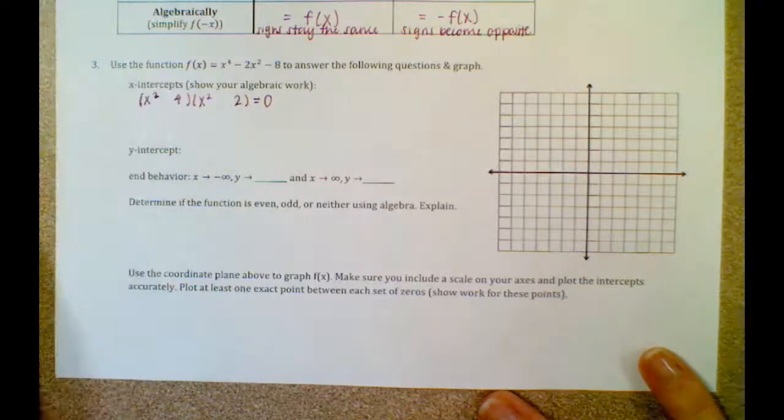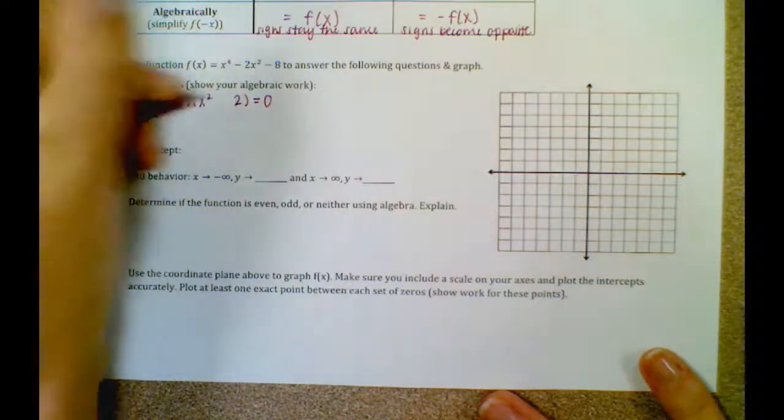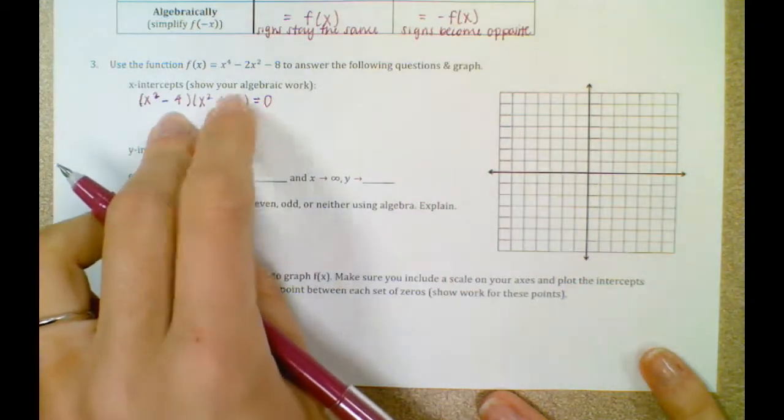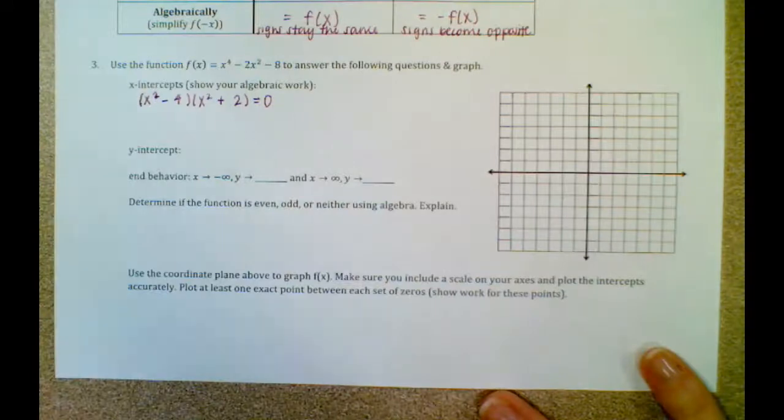Let's see, my signs, it looks like I need negative 4 plus 2. This gives negative 4 times 2 is negative 8. Negative 4 plus 2 is negative 2, so I'm good there. Remember, you guys can draw your boxes if you need to.